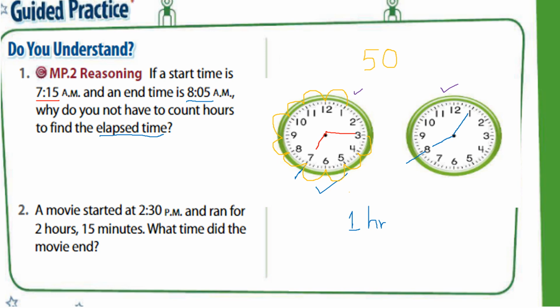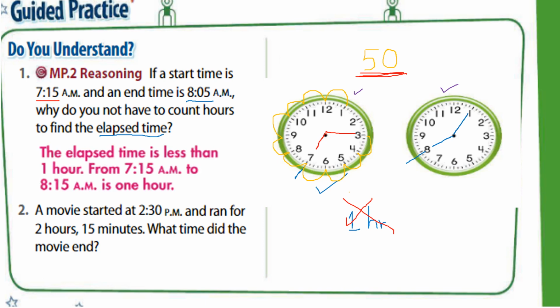Now quickly tell me, 1 hour has how many minutes? Excellent. 60 minutes. So how many minutes did we count? 50. Is it less than an hour or more than an hour? It's less than an hour. So we cannot count hours in this question because this is only 50 minutes, and 50 minutes is less than an hour. Excellent. The elapsed time is less than 1 hour. That's why we did not count the hour. From 7:15 to 8:15 is 1 hour, but we have 8:05, which is 10 minutes less than an hour. Excellent.